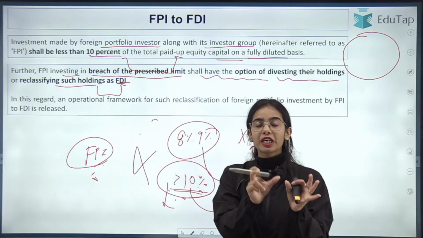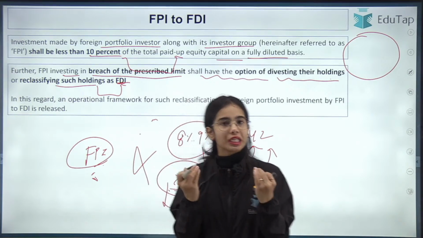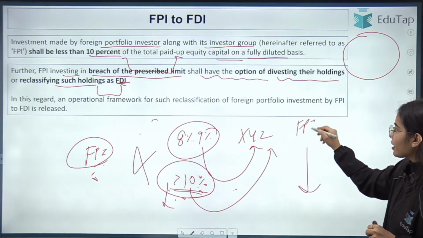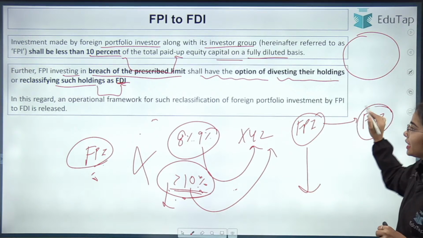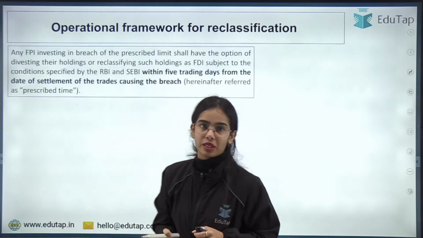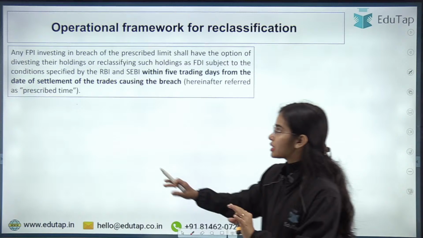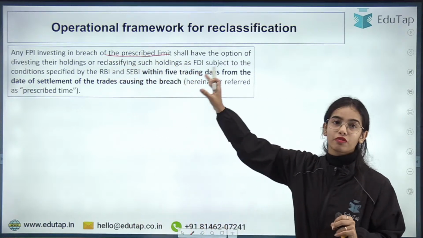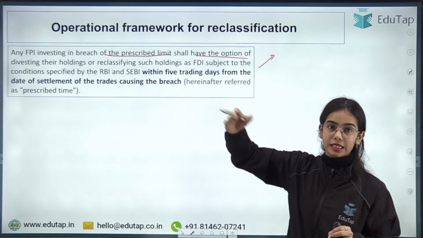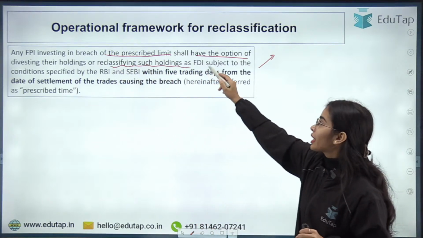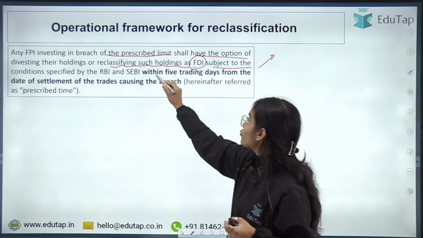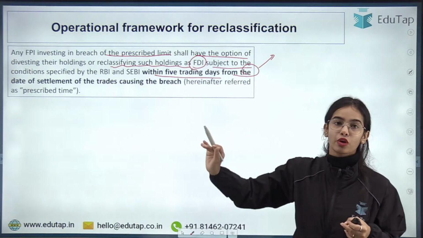In this regard, the operational framework has been provided. If you want to decrease your holding, that is easy. But if you want to convert your FPI into FDI, then there is an operational framework provided. So what is that operational framework that we have to understand? First of all, any FPI investing in breach of the prescribed limit of 10% shall have the option of divesting, decreasing their holding, or reclassifying such holding as FDI subject to the conditions specified by RBI and SEBI within 5 trading days from the date of settlement of the trades causing the breach.